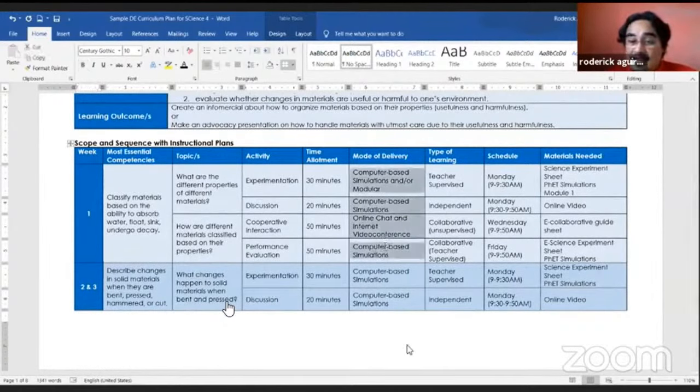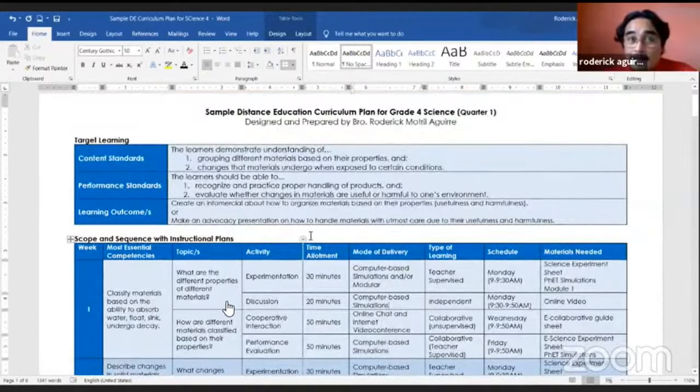What happens is that mahihirapan kayo kasi hindi ninyo alam kung what will happen next. Alright? So that's my example for the perspective of distance teaching. Dapat nakagawa ng curriculum plan to deliver the goods. So I deliver the module.